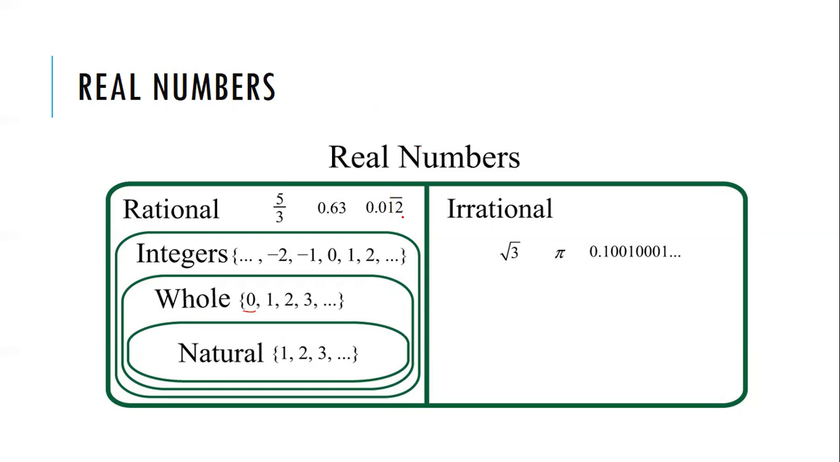So your repeating decimals, your terminated decimals, and your fractions, those are rational. Everything else is irrational. So the square root of 3, pi, your non-repeating decimals, those are all irrational numbers. If I am a natural number, I'm a rational number. If I'm inside, then everything on the outside applies to me.